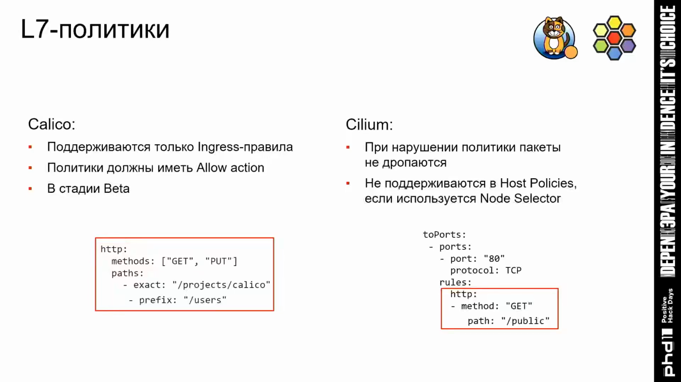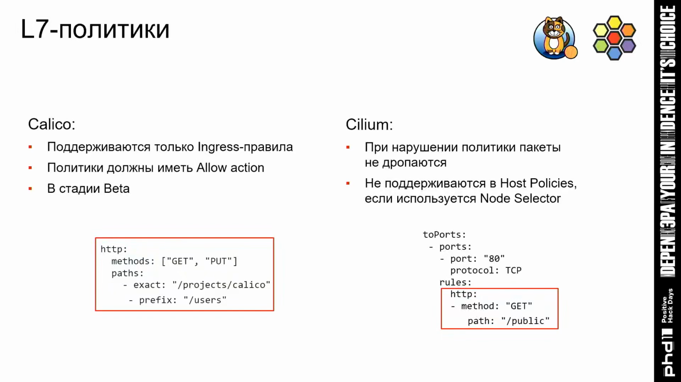But Calico is a little bit constrained. Only ingress rules are supported, only the incoming traffic. All policies have to have the allow action. We cannot say that we deny something, prohibit something. And this is beta stage at this point.